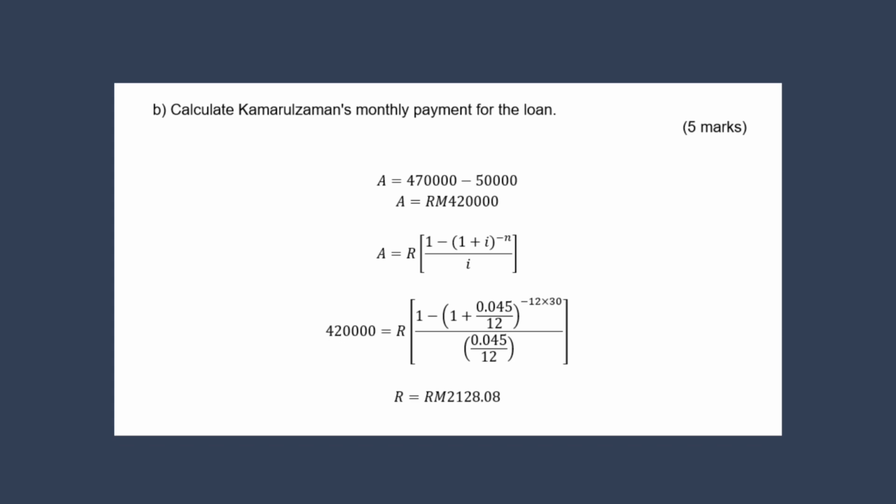And now we need to find R, which is the periodic payment, and it needs to be in RM, Ringgit Malaysia. 420,000 equals R[(1 − (1 + 0.045/12)^(−12×30))/(0.045/12)]. So we will know the answer for R is 2,128 ringgit and 8 cent.